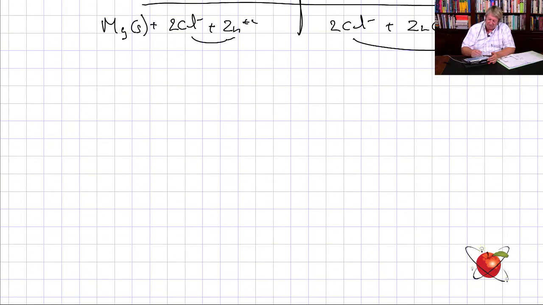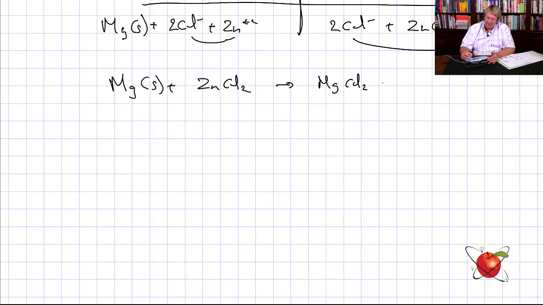Now, the other way we could have done it is we could have assigned oxidation numbers. Let's just assign the oxidation numbers with this, shall we? Let's go back to the beginning of it, because this is, as I say, a very important section, and a good understanding of this is really going to stand you in good stead. Let's go back and say magnesium solid plus ZnCl2 goes to MgCl2 plus Zn solid, like that. Now let's assign oxidation numbers, shall we?